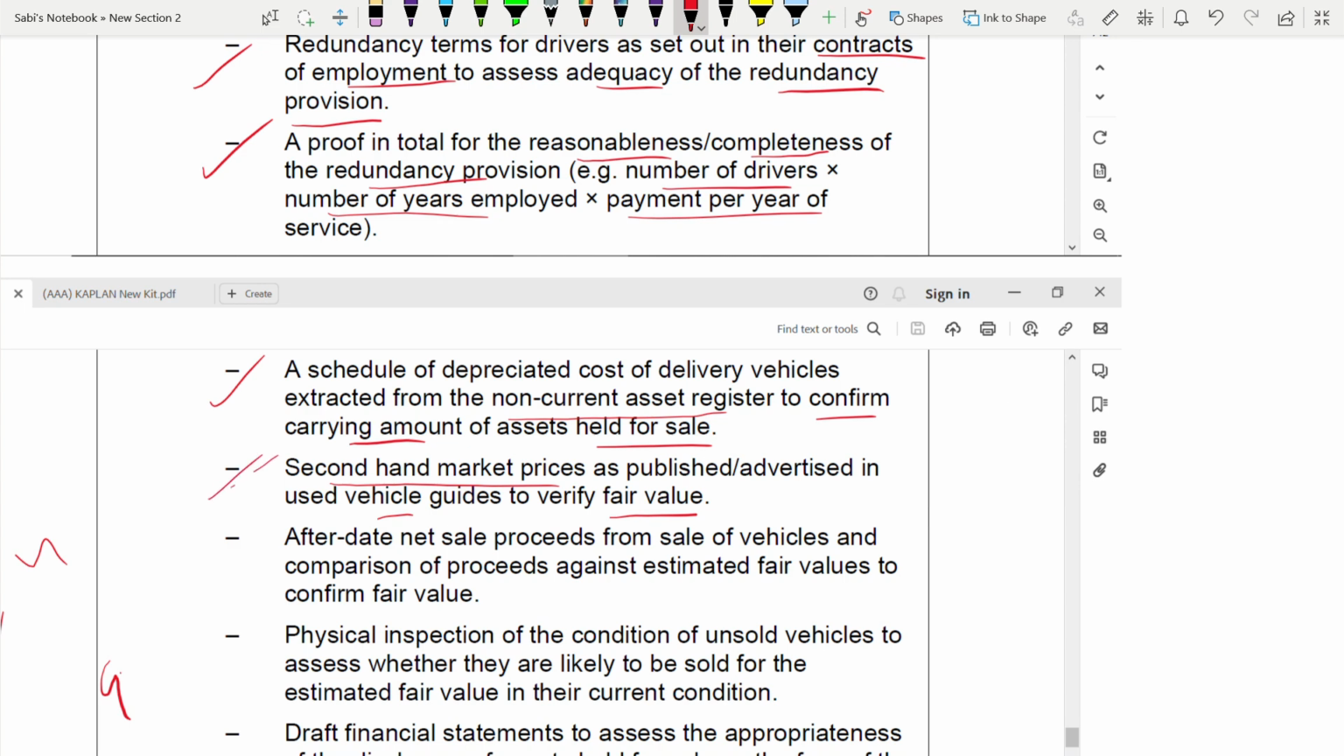First one was to know the carrying amount. Next one is to check the fair value. Third, after date, net sale proceeds from sale of vehicle. Once you have sold the vehicle, you will compare the proceeds with the estimated fair value to confirm the fair value. After date, once you sold, compare that proceed with the estimated fair value and see whether the fair value is accurate or not.